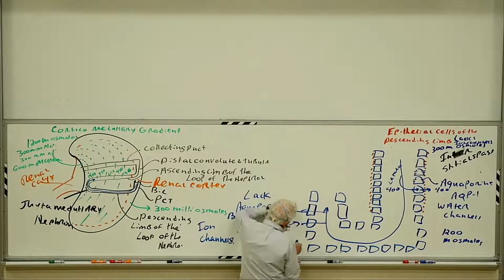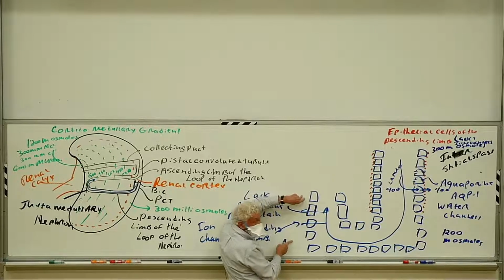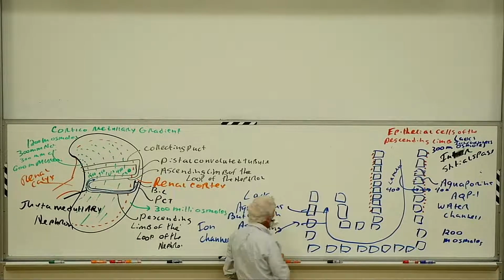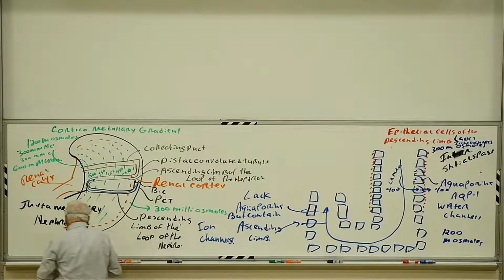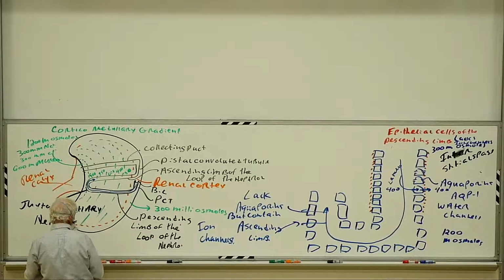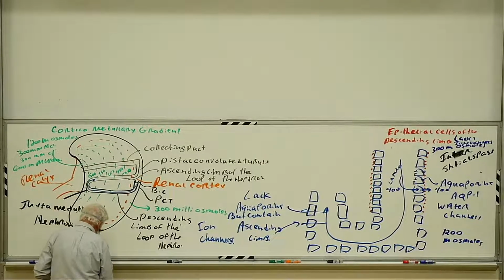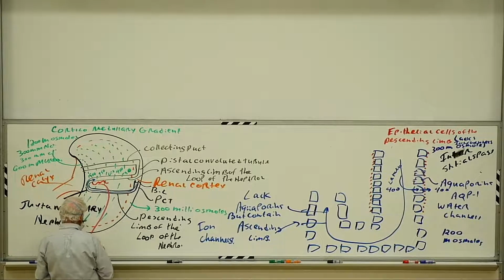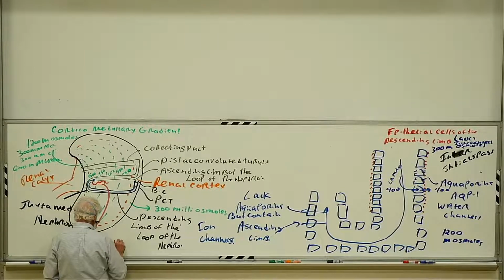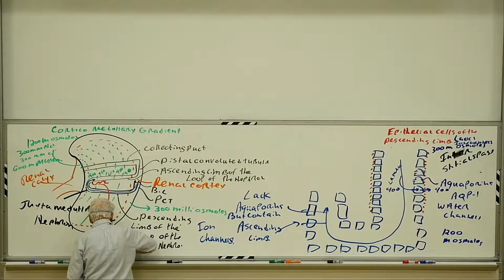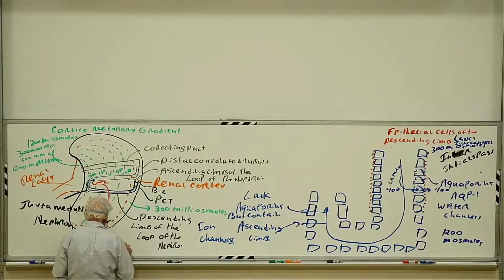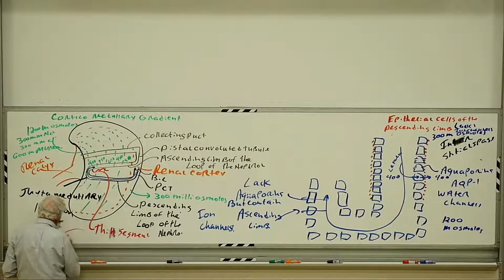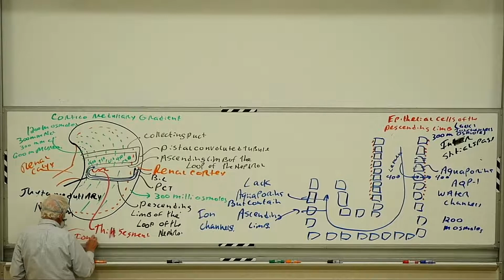And as the interstitial fluid concentrations get less and less and less as we go up toward the cortex, we come to equilibrium. This region, right after the hairpin turn, this region in here has a name. This is said to be the thin segment. The thin segment is characterized by ion channels.